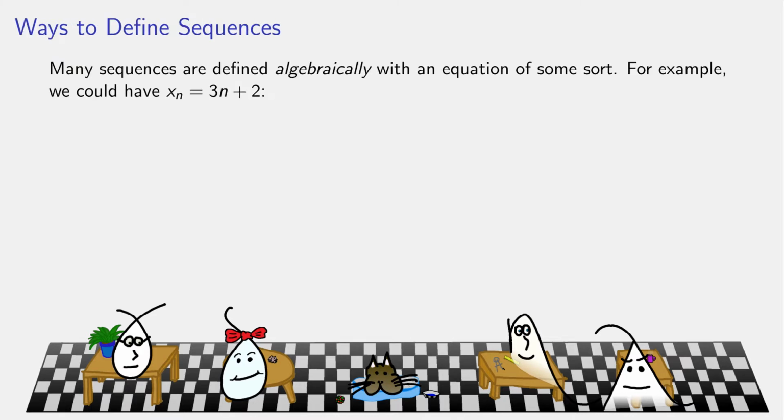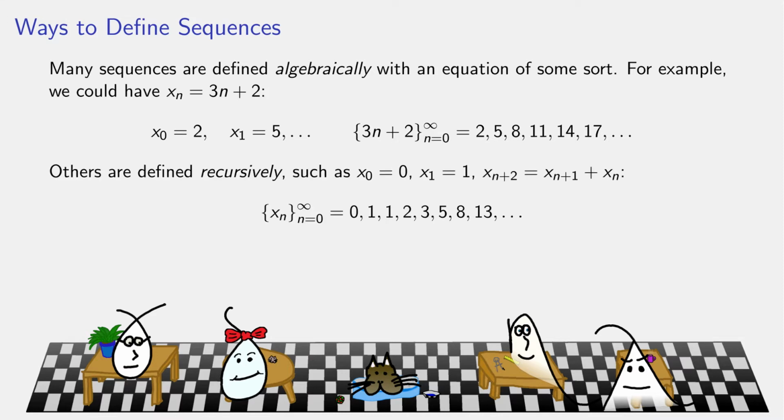A lot of sequences we work with are defined algebraically. We have some sort of equation. Like I might say x sub n must be equal to 3n plus 2. So x sub 0 is 3 times 0 plus 2. X sub 1 is 3 times 1 plus 2, and so forth and so forth.